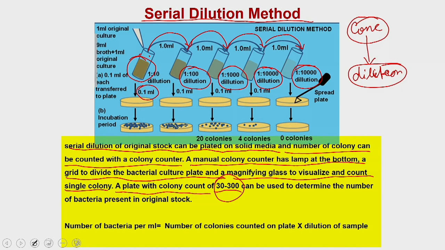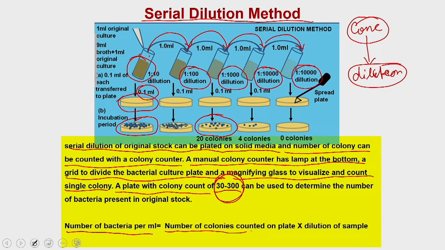And then you plate it onto the agar plate. All these will give you colonies which you can count, so this will give you the number of colonies. Once the number comes in this range, you can take that particular plate. And then how can you calculate the number of bacteria per ml? You can take this one number.